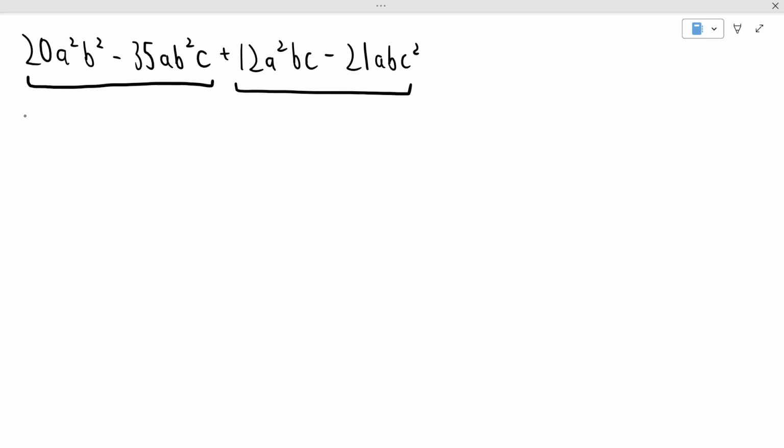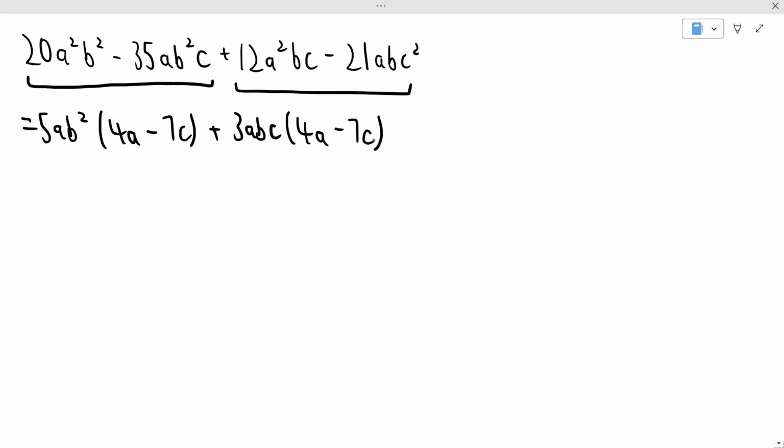So if we factor our first group, we can take out a 5ab squared from both terms. 20a squared b squared divided by 5ab squared is 4a, and minus 35ab squared c divided by 5ab squared is minus 7c. Moving on to our second group, we can factor out a 3abc from both terms. 12a squared bc divided by 3abc is 4a, and minus 21abc squared divided by 3abc is minus 7c.